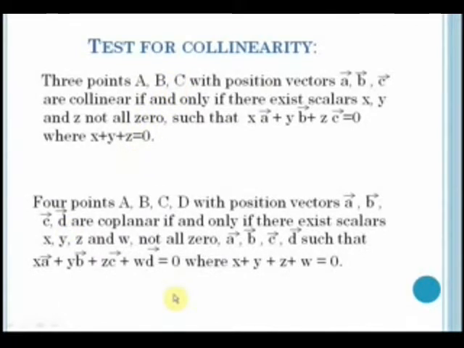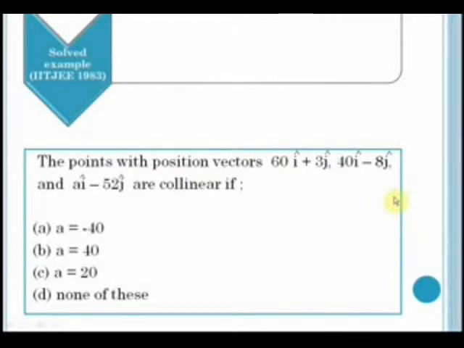And similarly we can say that 4 points A, B, C, D with position vectors A, B, C, D are coplanar if and only if there exist scalars x, y, z, w such that x times A plus y times B plus z times C plus w times D equal to 0 and x plus y plus z plus w equal to 0. So these are the conditions which we need to remember. Now let's try to solve a few IIT problems.